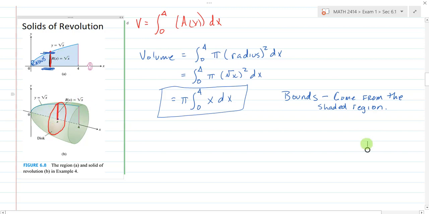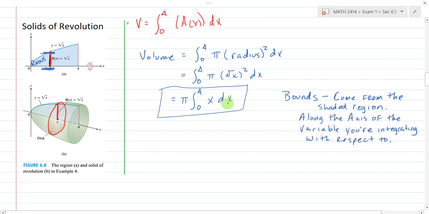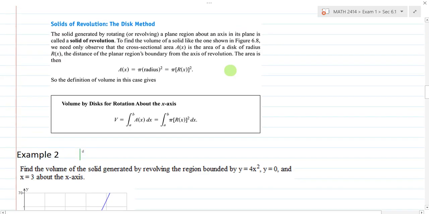The bounds come from the shaded region along the axis that you're integrating with respect to. So let me add that. The bounds come from the shaded region along the axis of the variable you're integrating with respect to. Here, we're integrating with respect to x because we have a dx here. Our bounds were the numbers along the x-axis, not the y-axis. Does that make sense?